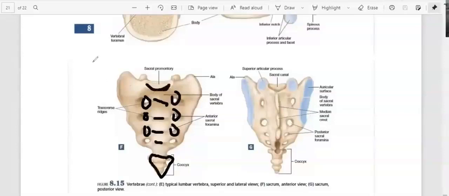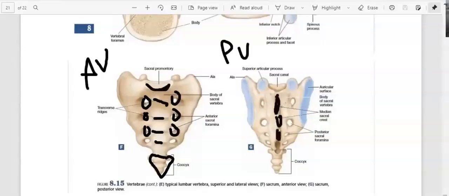This is the anterior view. The posterior view is going to be this one. You can see here you have an elevation. This is going to be called the median sacral crest. You have a cavity in here called the sacral canal. And on each side, you're going to have the articular surface.